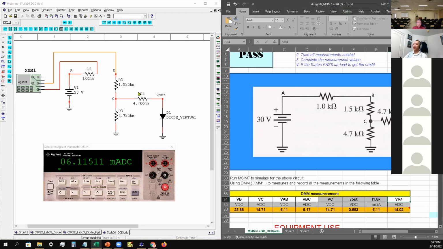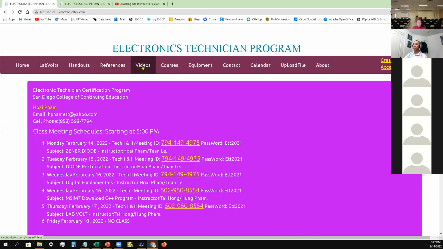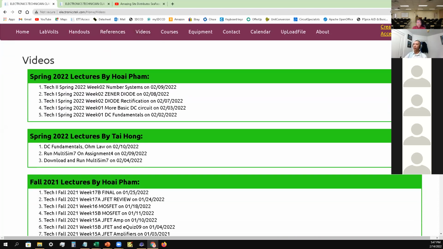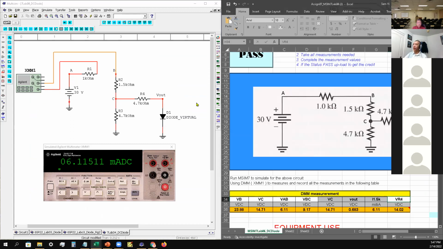Okay, got it. Yeah, because I didn't understand it, so I started using the one at the very top. Yeah, that's why we said it always goes in here, because Mr. Tai did go through how to use it. Right here, it says run MSIM7 on assignment 4. If you watch this, he went through and explained in detail which one you use. Okay, I'll watch it. Everything is always listed, and the video is always going to be helpful. Okay, any other question on assignment 6 or 7?